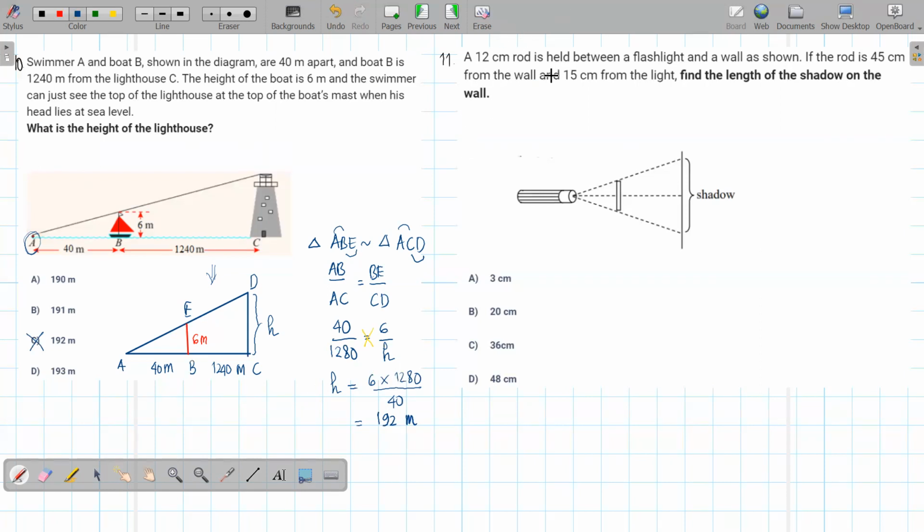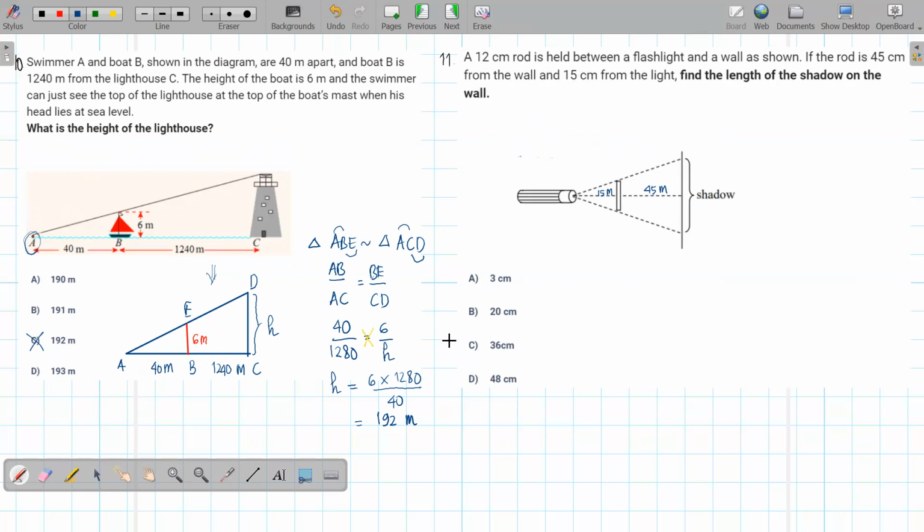A 12 centimeter rod is held between a light and a wall as shown. So this is the rod here. If the rod is 45 centimeters from the wall, let me write here 45, and then 15 centimeters from the light, so this one is 15. Find the length of the shadow on the wall.